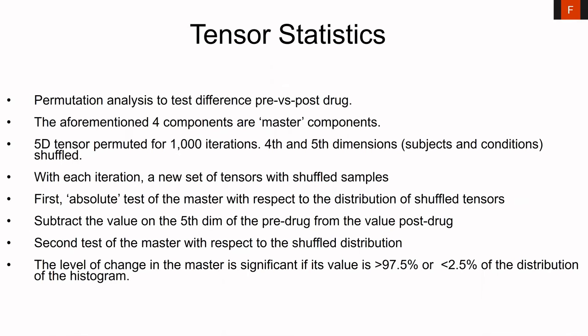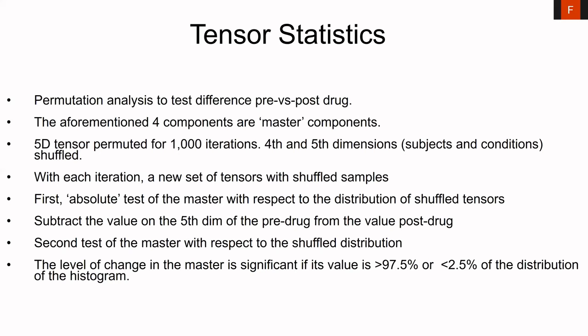Then the 5D tensor object encompassing our data is permuted for 1,000 iterations. Each iteration generates 1 folder with the shuffled components. The shuffling happens on the 4th and 5th dimensions, so that means subjects and conditions. With each iteration, a new set of tensors is generated.